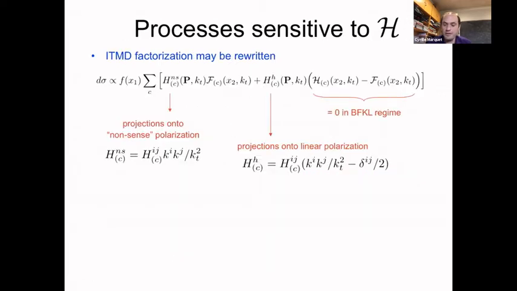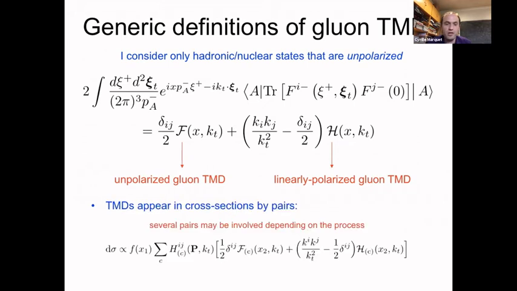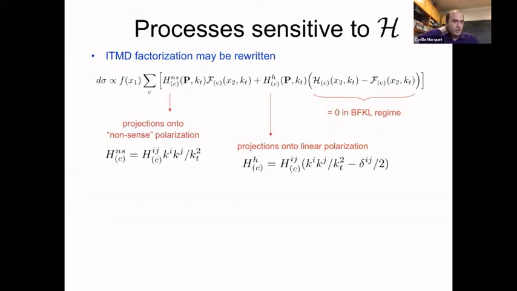I'm writing again this factorization formula, but now I'm projecting the hard factors onto those polarization vectors, and I'm writing the formula in this way. You have the projection of the hard factor onto k_i k_j over k squared, which is called, for historical reasons, the nonsense polarization projection. You have this hard factor that multiplies the unpolarized distribution. And the projection onto the linear polarization, I call it HH, is multiplied by H minus F. So in BFKL calculations, you never see this term, because these two functions are equal if you don't know anything about Qs and you're at large kT.